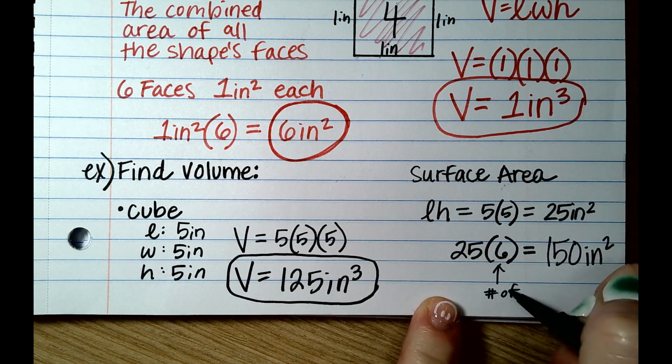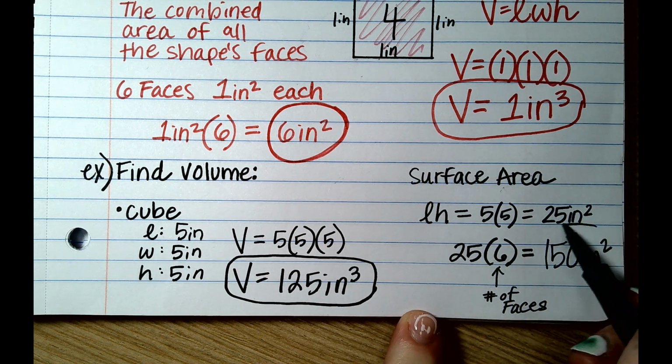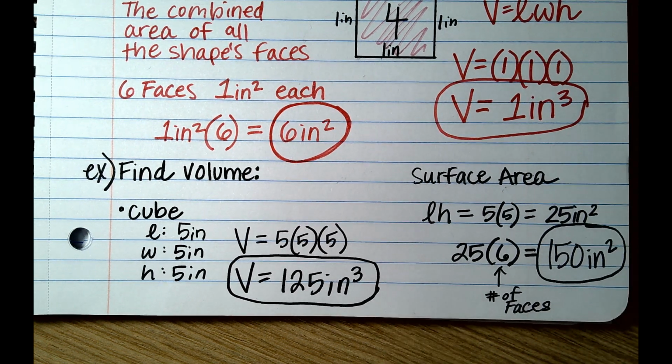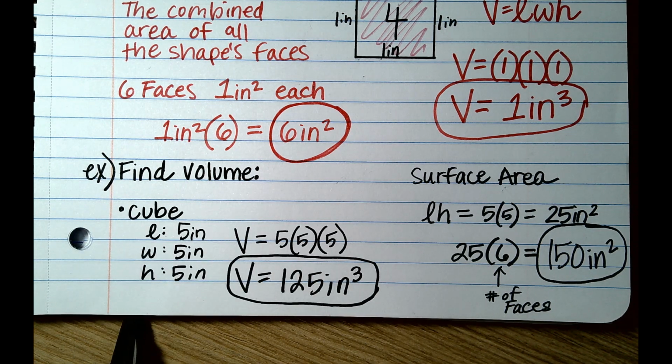Don't you take that number times the width? For surface area, we don't need to do that. For volume, we're using all 3 dimensions, the length, the width, and the height. But surface area, we're just finding the area of all the flat pieces, not the chunk inside of it.